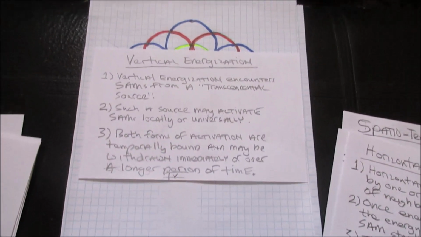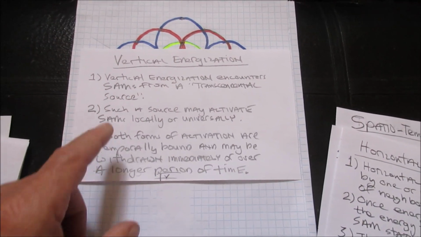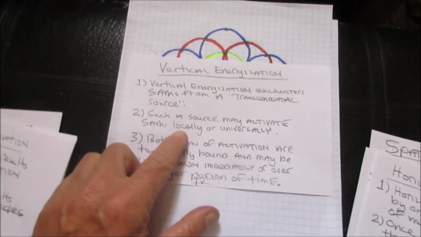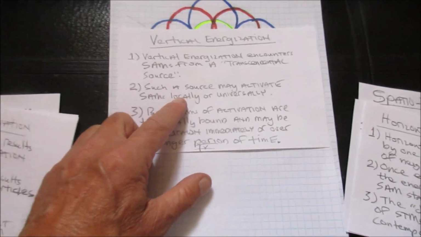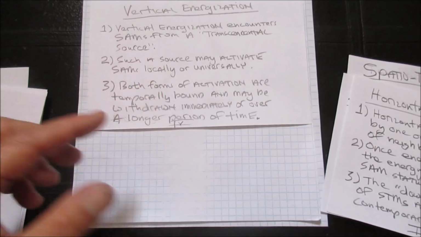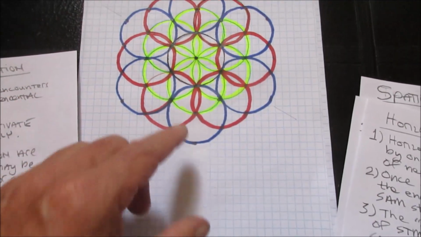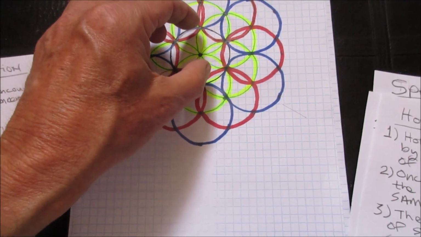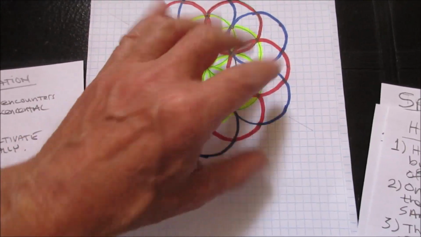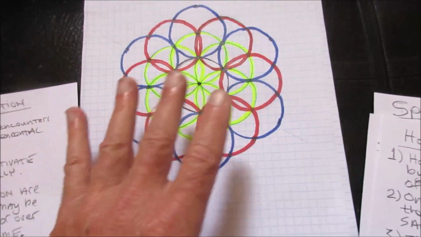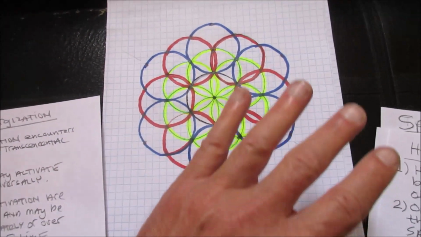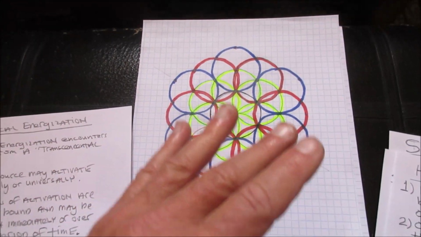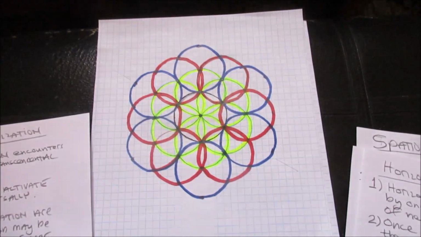Okay, vertical energization encounters SAMs from a transcendental source. Such a source may activate SAMs locally or universally. Now, a local activation, in other words, there's a certain dimensionality to it. There's a range in which it might occur. A transcendental source may actually focus itself on the most narrow realm, the nuclei of a single SAM or STM. It may focus itself on an entire neighborhood, or an entire community, or an entire city, or an entire state, if you wish. We're just talking in sociological terms. An entire continent, an entire planet, who knows?